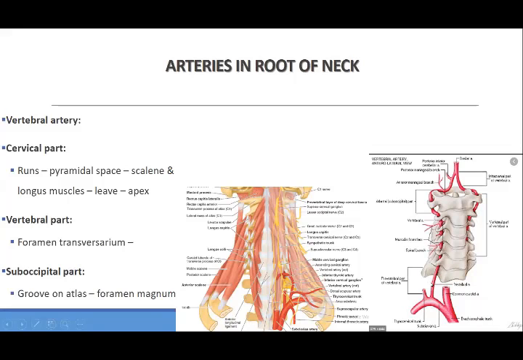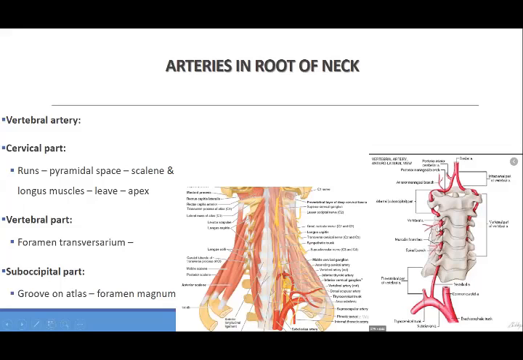अब कहाँ जाती है vertebral artery? At the level of the 6th cervical vertebra, the vertebral artery enters into the foramen present in the transverse process of the cervical vertebra. If you remember, in the transverse processes of the cervical vertebrae, from cervical vertebra 1 to cervical vertebra 6, not the 7th, have foramina in them. They are called foramen transversarium.